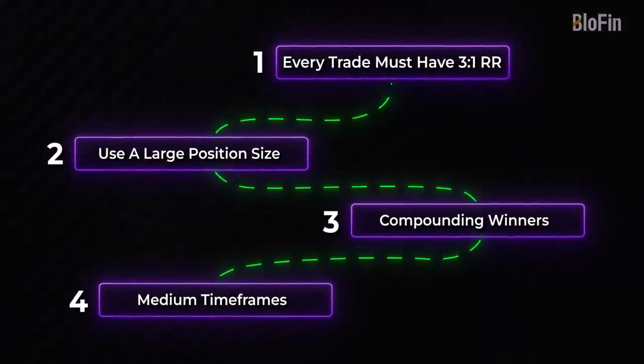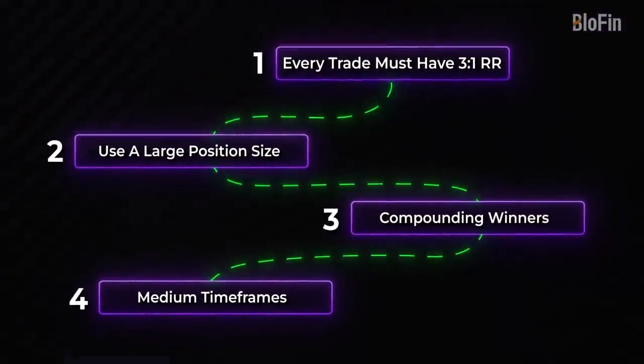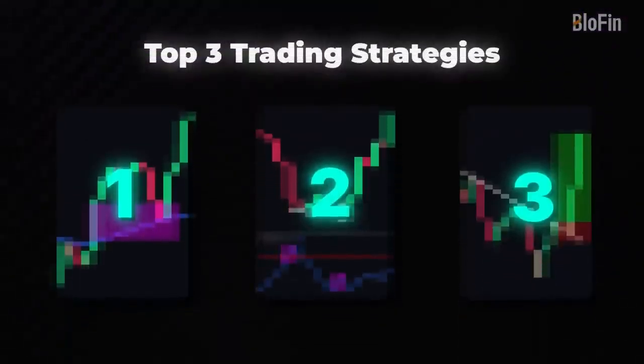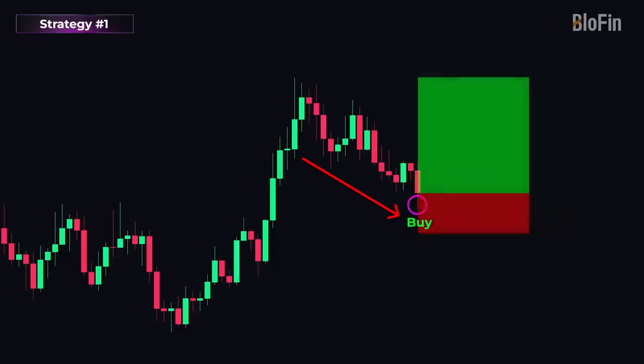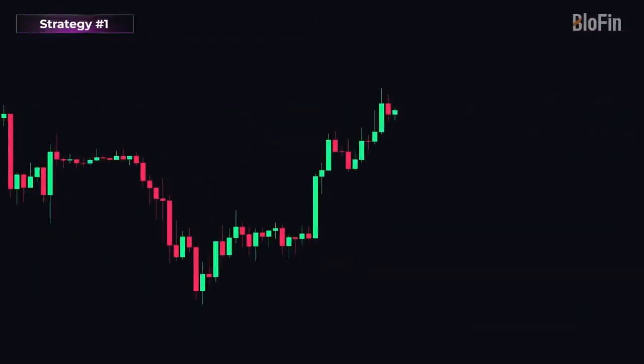So now that you know the key rules to follow when growing a small account, let's get into the top 3 trading strategies you can use. Starting with the first one. This strategy is all about taking advantage of trends. But instead of chasing the trend, the key here is to enter during a pullback of that trend. This way, when the trend continues, you'll end up with way more profits because you entered with a better risk to reward. So here's how the strategy works.